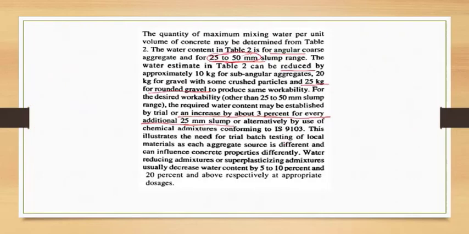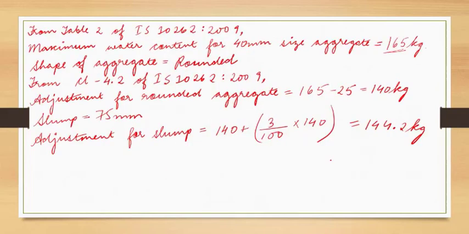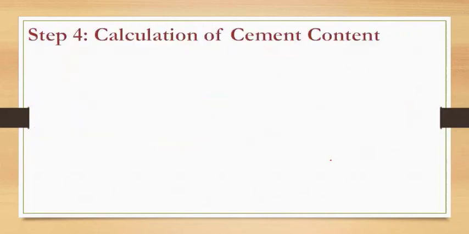Jitu dia ase amar water reducing admixtures or super plasticizing admixtures, etur karone ami adjustment koru, but in this question we do not have any use of admixtures, so we will not be making that adjustment. So this is how we complete step 3 of the solution. Now let us come to step 4.